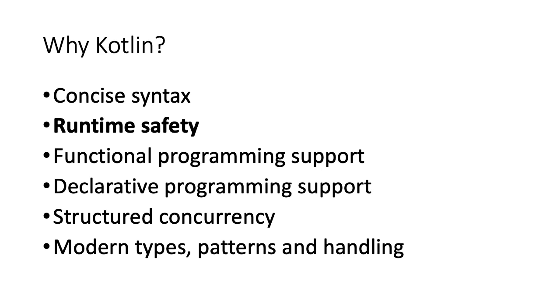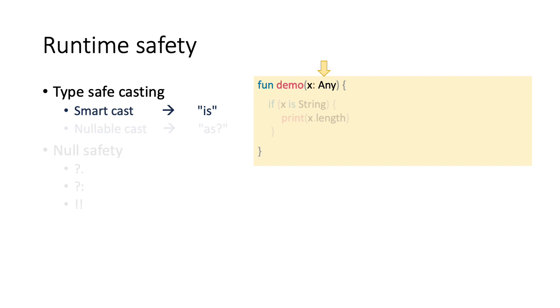Now let's look at runtime safety. We can go over our list of runtime safety now. Let's look at the following example. The demo function accepts a parameter of type Any. We check if x is of type String. If true, x is automatically cast to String. There is no need to explicitly cast x to String anymore.